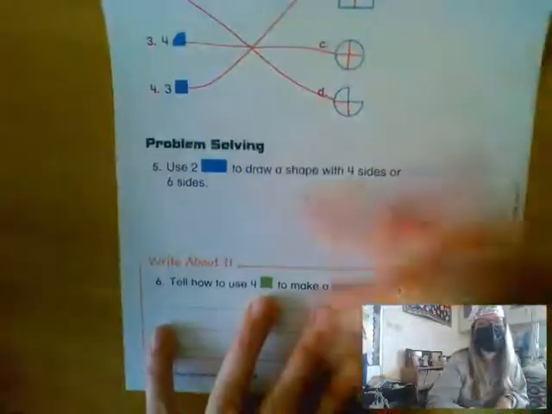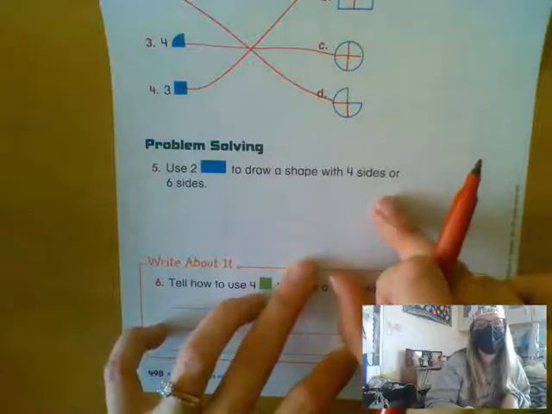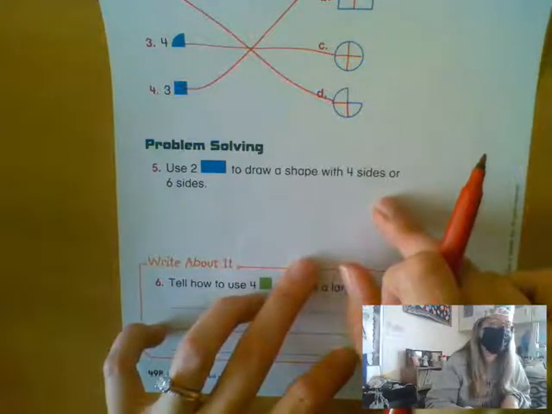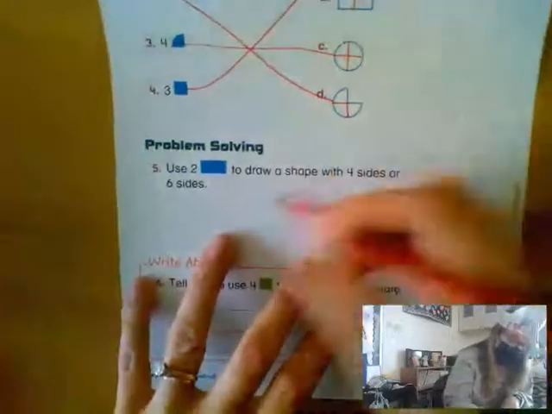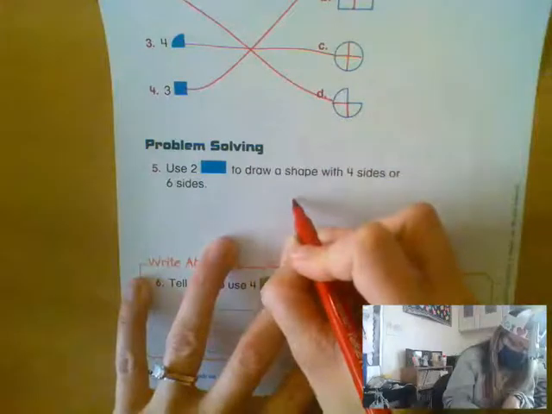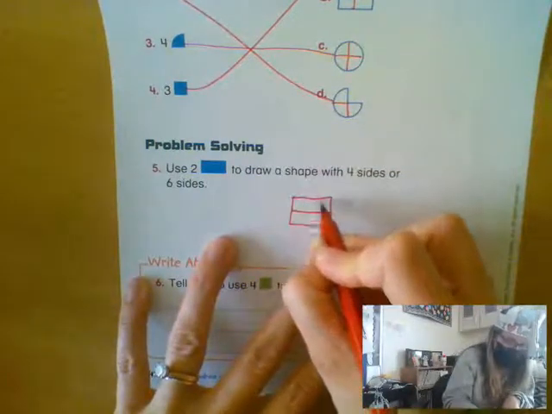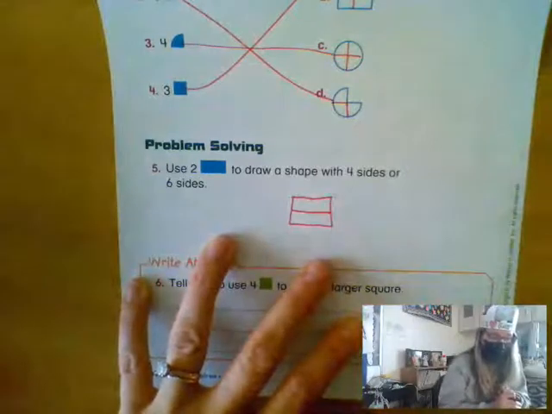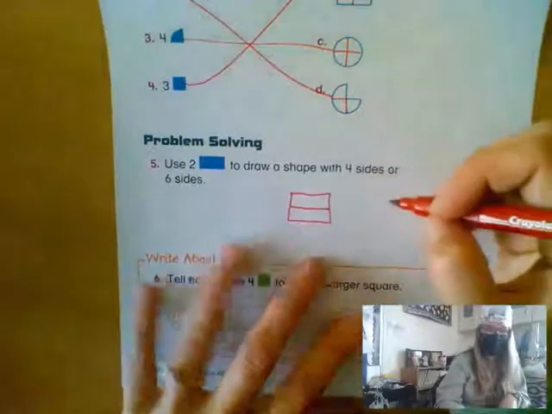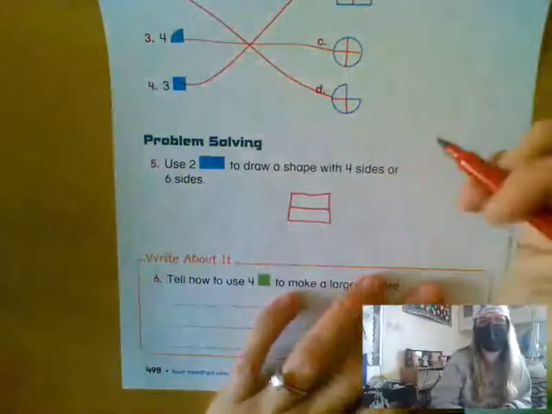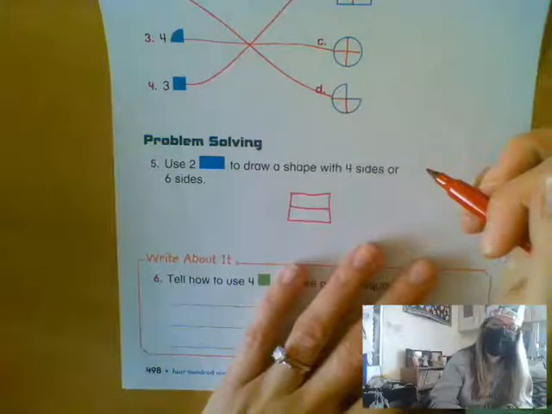All right, it says use 2 rectangles to draw a shape with 4 sides or 6 sides. How could I do it? Use 2 rectangles. Draw a shape with 4 sides. So there's 2 rectangles that made a shape with 4 sides. Or draw a shape with 6 sides. How would I do it, Connor? I was going to do the square one. Oh, you were going to do that one?